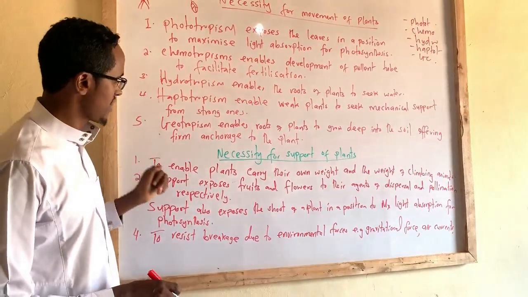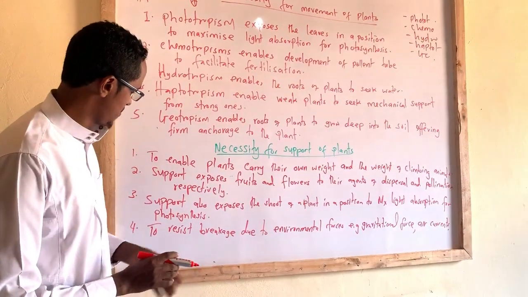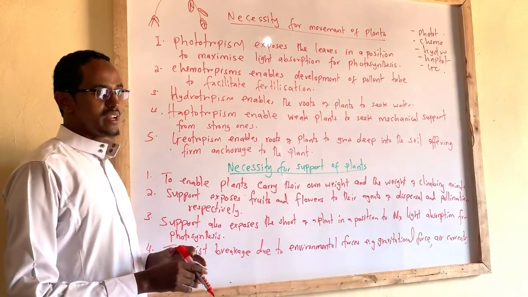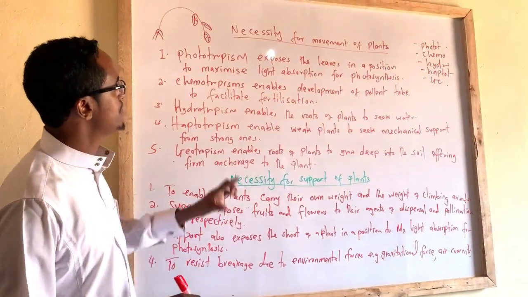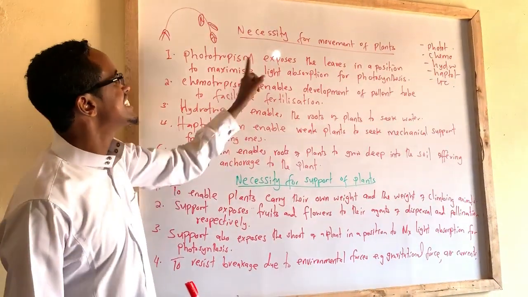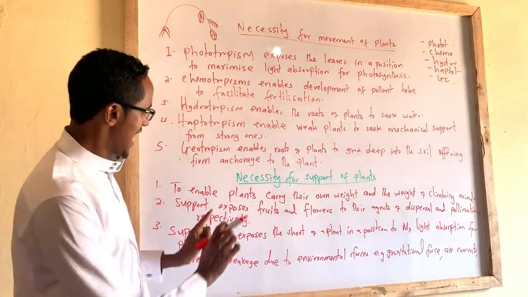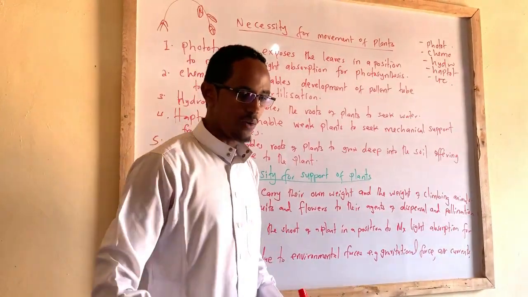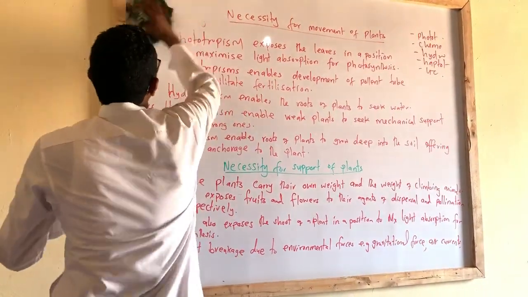We have listed around 5 of them. The necessity for support of plants. There could be others that you can add on. Let's move very briefly, before we conclude our lesson, let's also see necessity for movement of animals, and then we also see necessity for support of animals, and then we will end our lesson. Good.